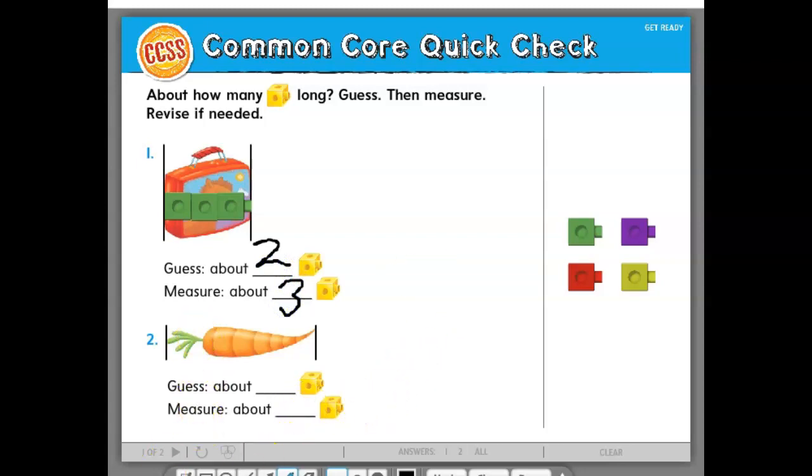What about this carrot? About how long do you think the carrot will be? I'm going to say it's going to be about 6 cubes long. So let's measure now and see. Start at one end, connecting my cubes. Alright, so it's not quite 6 cubes long, but it is almost 6 cubes long. So I'm going to stick with that, and I'm going to say it's about 6 cubes long.